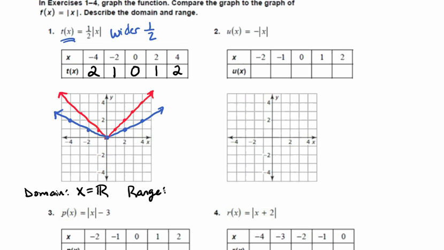For our range, we're going to take a look and go, okay, now on the y's. Is there any stop here? Nope, it keeps growing up. But we see that there's nothing down here in our negatives. And so that tells us that our range is going to be that y has to be greater than or equal to 0. So let's go ahead and do another one.